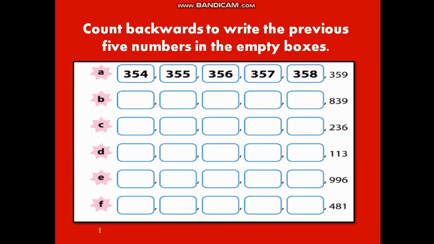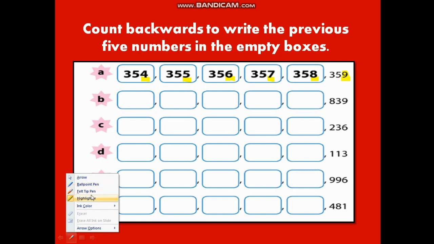Let's do a few questions here and fill up the empty boxes. We start from the first one. The number is 359. So this digit we are going to shift. What will come? 358. A number before, 357. A number before is 356. A number before is 355 and 354. Now when we are writing a number before, we are already saying that this is backward counting.